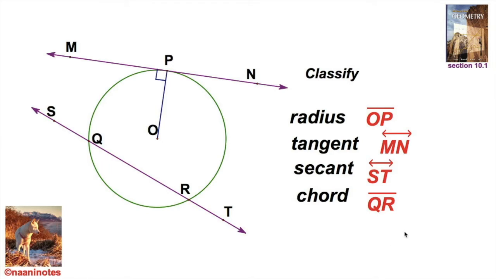Now, if the person writing this were really nasty to you, you could actually be tricked by something like this. Keep in mind, these 2 are the same line, ST and QR. I hope they don't do something like that to you, because this and this are not the same thing. This is a secant. This is a chord. Remember, the endpoints of the chord are on the circle. So that should get you through question number 2. All right, let's go on to 3.